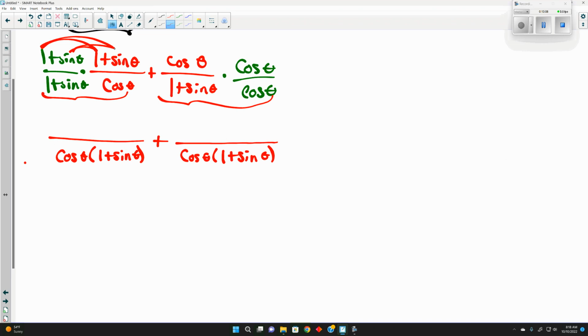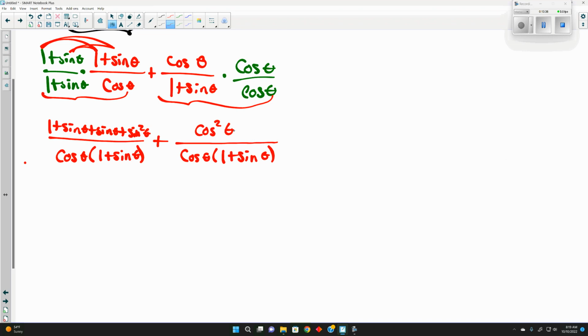Now, unfortunately, we are going to have to distribute the numerator so that we can add the two numerators together. Well, 1 times 1 is going to be 1 plus sine of theta plus sine of theta plus sine squared of theta. So if we just distribute 1 plus sine of theta, we would get this here. For the other one, cosine times cosine is just going to be cosine squared of theta. Questions on any of this here?